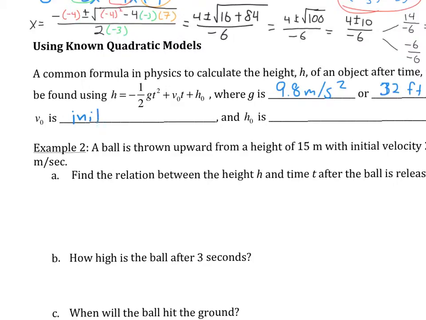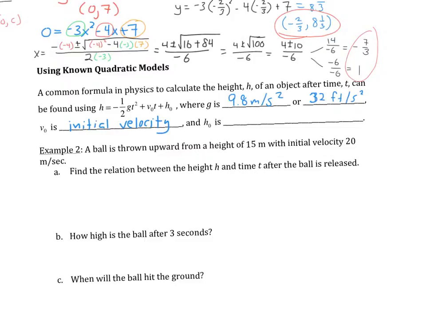V naught is your initial velocity. That is, how hard you are tossing the ball, or throwing the airplane, whatever the case is. However hard you throw it, that's going to be a speed, like 10 miles an hour or 6 meters per second. And h naught, or h sub 0, is also known as the initial height. Where is the object, not necessarily where are you standing, but where's your hand?